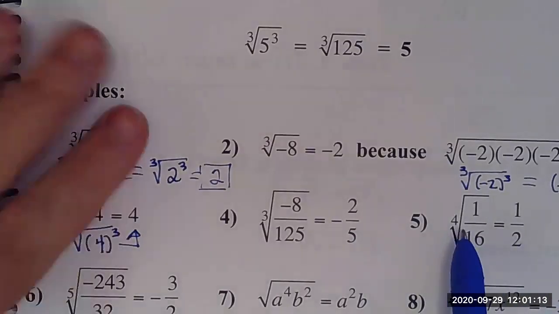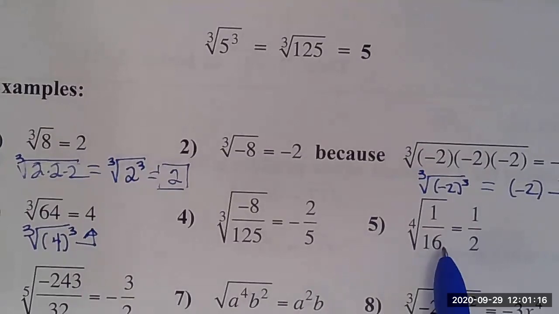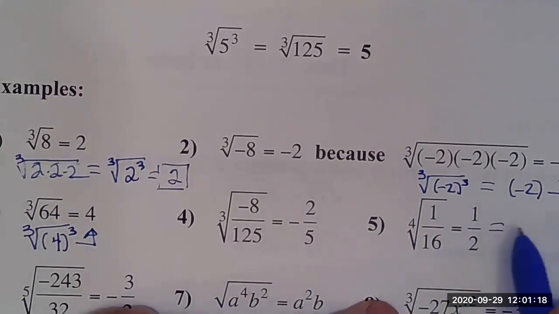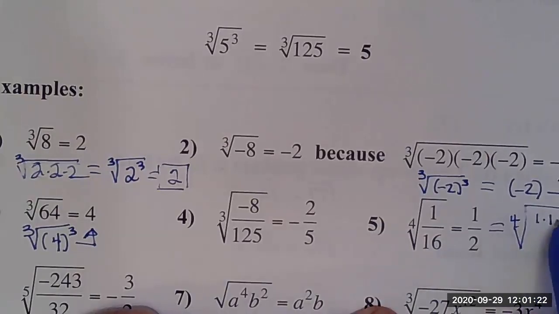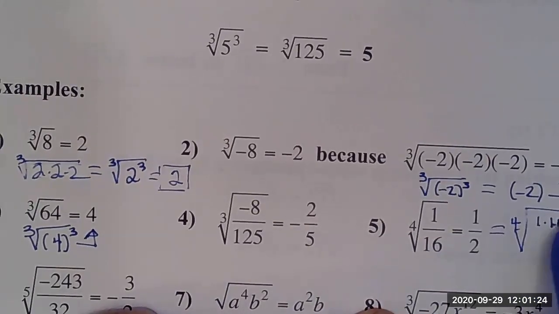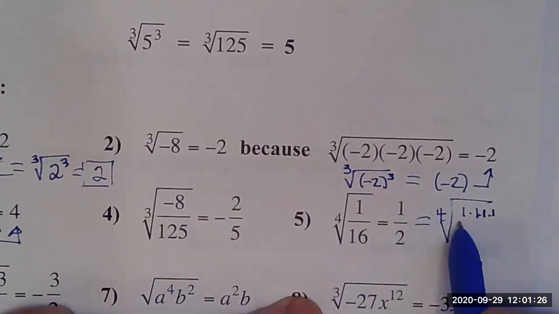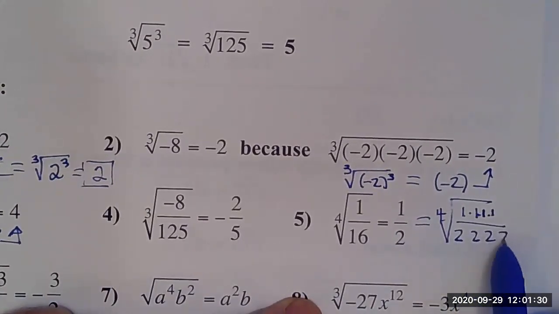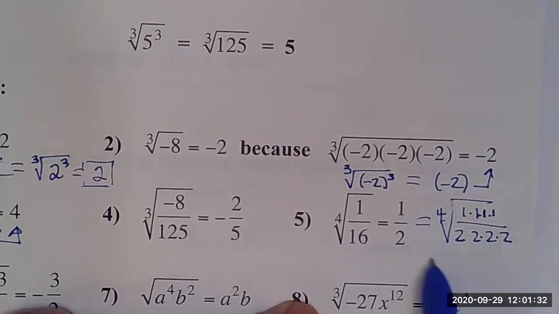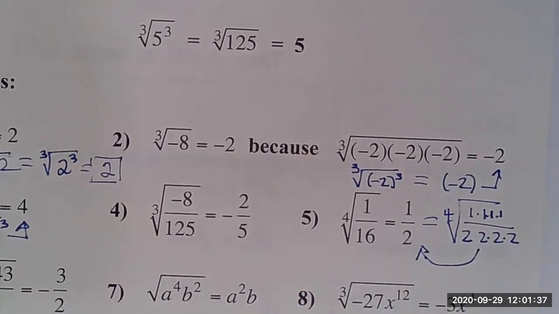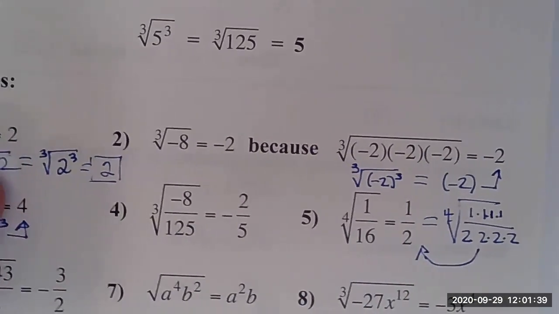The 4th root of 1/16: 1 is really nice, of course. You get four 1s in there. And then 16 is 2 times 2 times 2 times 2, four of them. So that's why it comes out as a 1 and a 2, because you have four of them.